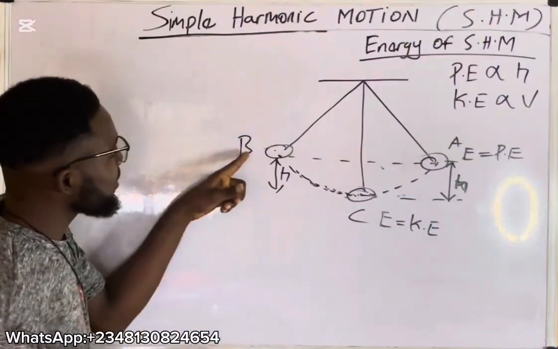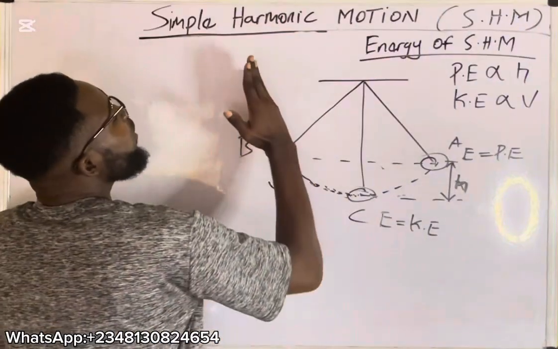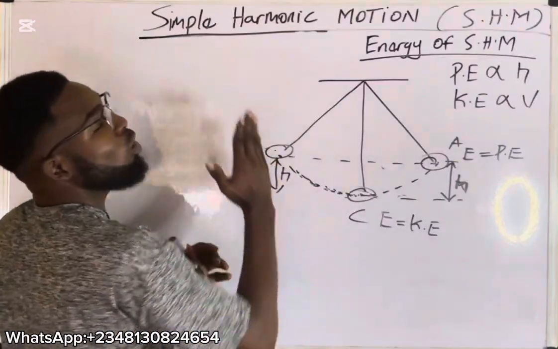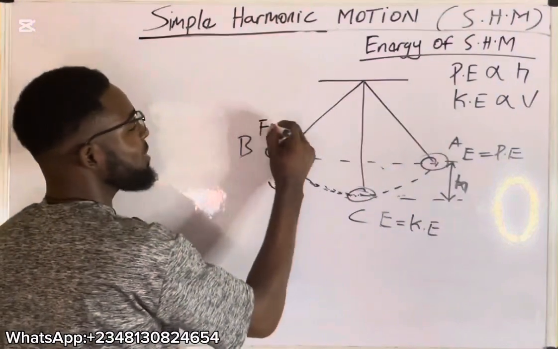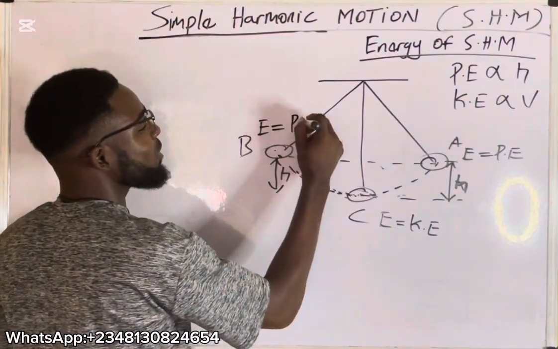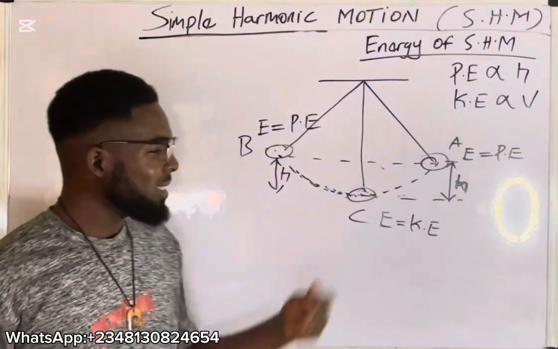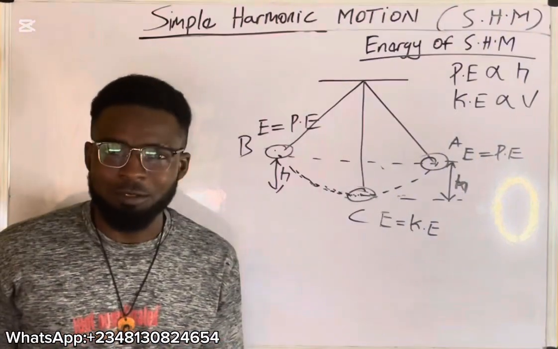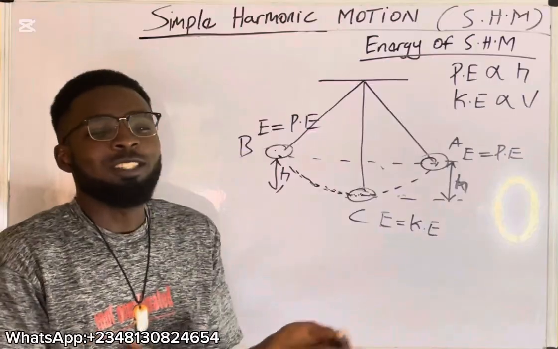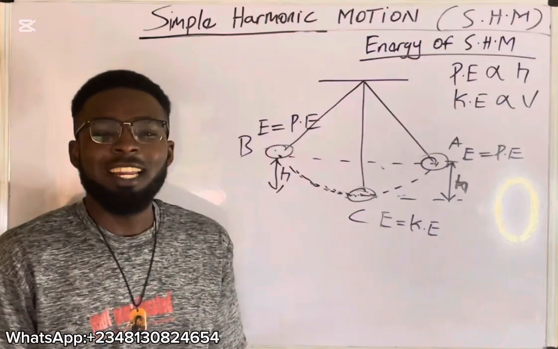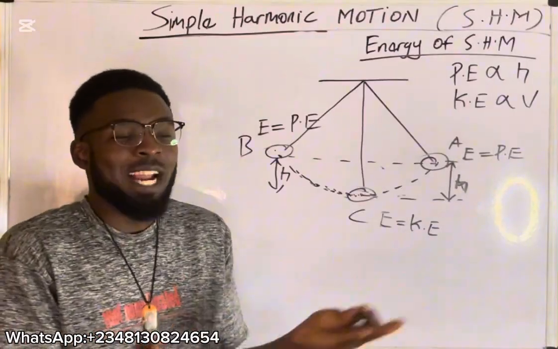You get to a point that exhausts all its speed. And that point is what? Point B. It has exhausted all its speed. It can no longer go further. So at this position, the energy it possesses is potential energy. This is the same thing as energy conservation, conservation of mechanical energy.